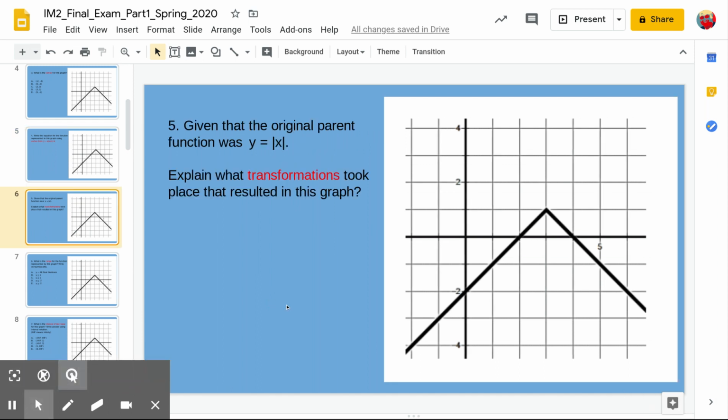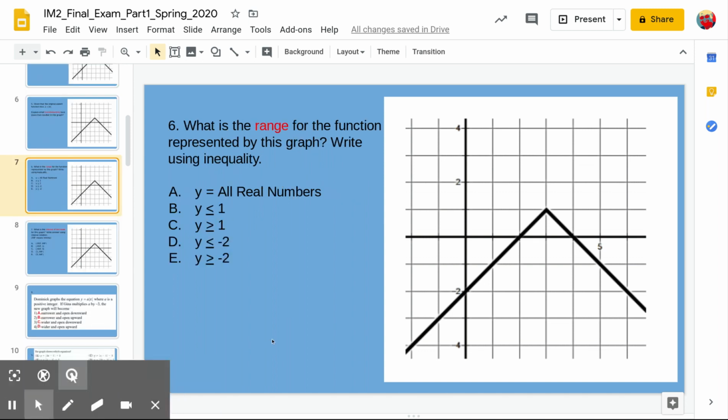Question 5. Given the original parent function was y equals absolute value of x, I want you to explain what transformations took place that resulted in this graph. Use your academic vocabulary. Explain what transformations occurred going from y equals absolute value of x to this function here. Question 6. What is the range for the function represented by this graph? Write using inequality. Please be careful here. I'm asking you for the range, not the domain, the range.